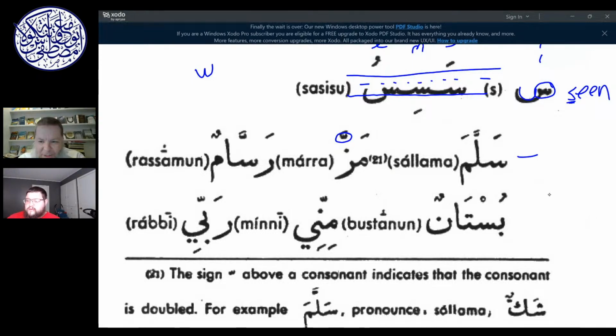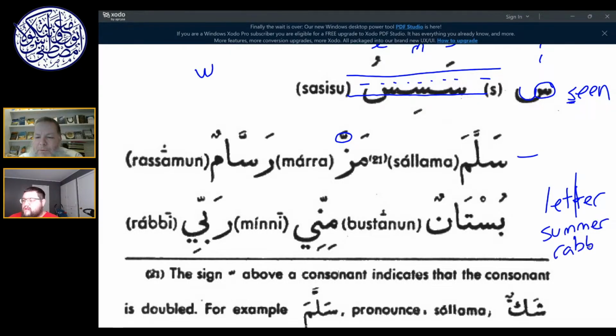Like we say, letter. You basically pronounce two T's. Letter. Summer. Rabbit. You pronounce two B's. So it's like salama, salama, Salama. Yeah. Salama. Exactly.